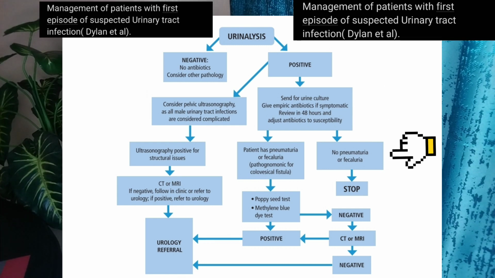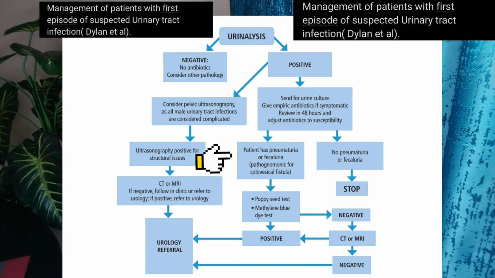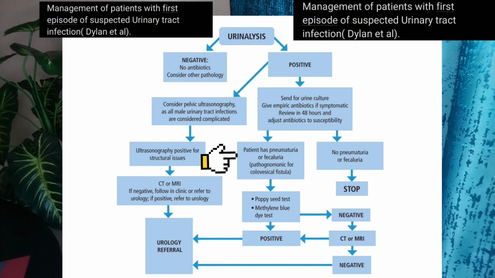If these patients don't have the specific features of an enterovesical fistula, that is pneumaturia, that is air or bubbles or froth in the urine, or fecaluria, that is fecal matter in the urine, we just stop at that. We only stop at antibiotics. But for patients that have the specific features of an enterovesical fistula, that is pneumaturia, that is air bubbles and froth in the urine, or fecaluria, that is fecal matter in the urine, we have to go ahead and investigate them more with some tests.